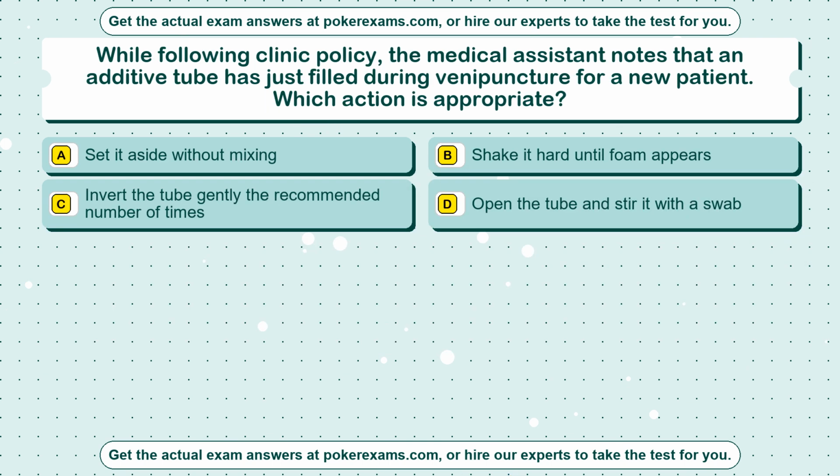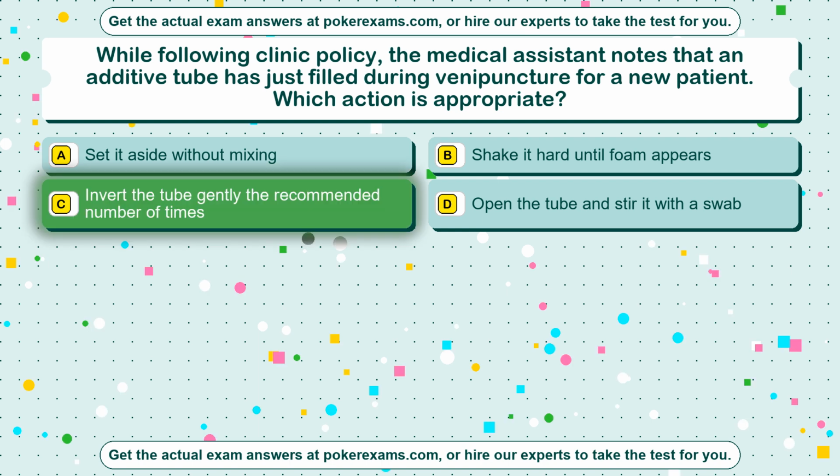Question 94. While following clinic policy, the medical assistant notes that an additive tube has just filled during venipuncture for a new patient. Which action is appropriate? Option A, set it aside without mixing. Option B, shake it hard until foam appears. Option C, invert the tube gently the recommended number of times. Option D, open the tube and stir it with a swab.